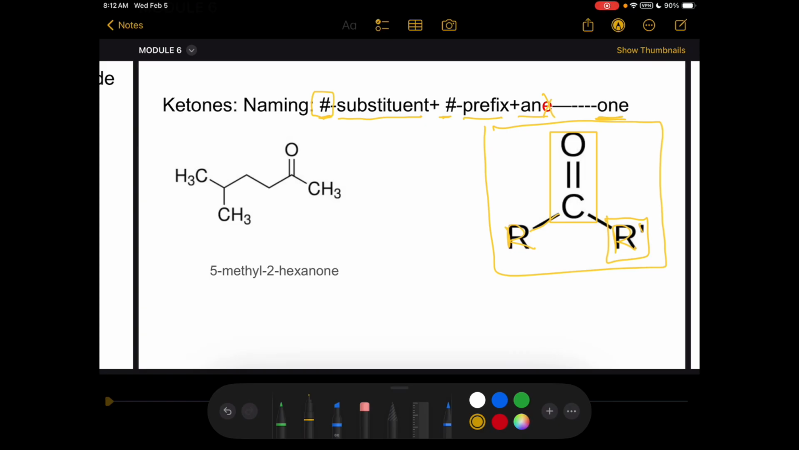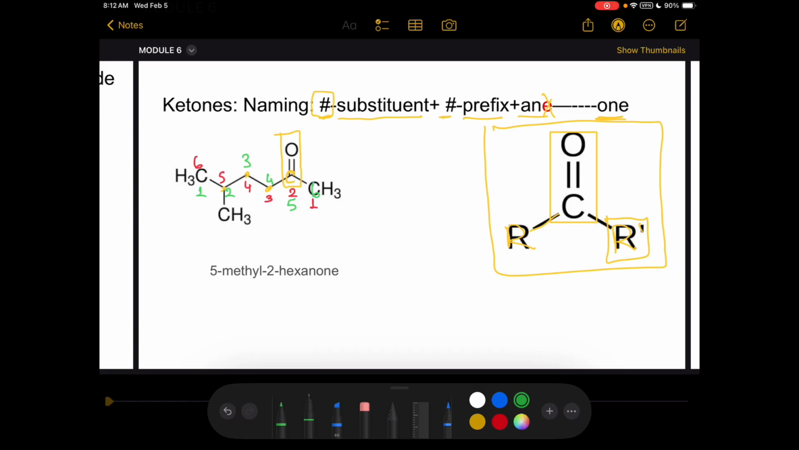Okay, first I'm going to locate my carbonyl carbon. So this is my carbonyl carbon, right? This is the carbon. This is another carbon. This is another carbon. This is another carbon. So now I'm going to count the number of the carbons. Okay, so this is 1. That's 2, 3, 4, 5, 6. You can also start from the other side. 1, 2, 3, 4, 5, 6.